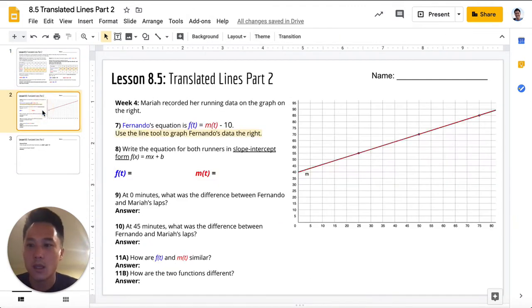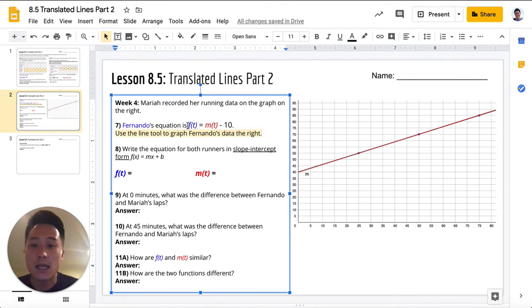Okay, let's look at the next slide. Week 4, Mariah recorded her running data on the graph on the right. So she's this red line here. And it's telling us that Fernando's equation is this. I can read this as Fernando's number of laps at any given time is always equal to Mariah's number of laps at any given time, but 10 less than that. So he always has 10 fewer laps than Mariah has.